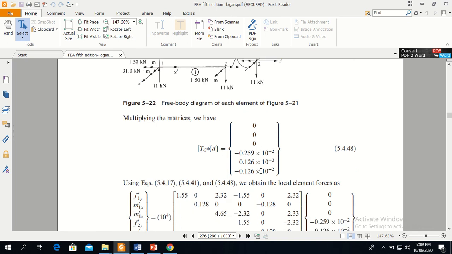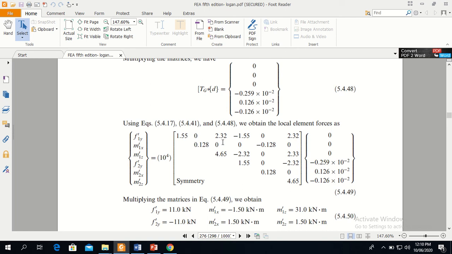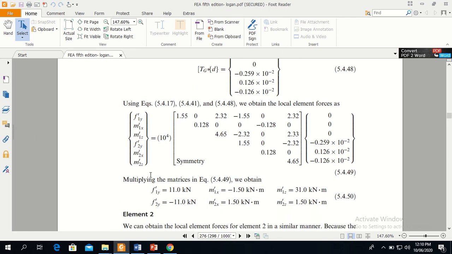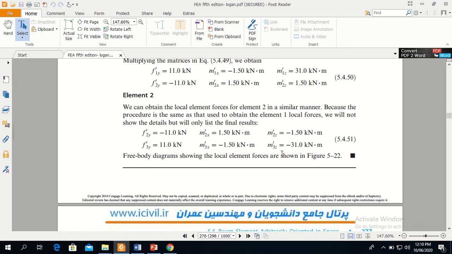So after having d dash, we can find the local elemental forces. Local forces are equal to the local stiffness matrix multiplied by the local displacement matrix d dash: f dash equals k dash times d dash. Similarly, we will find the forces for element 2.